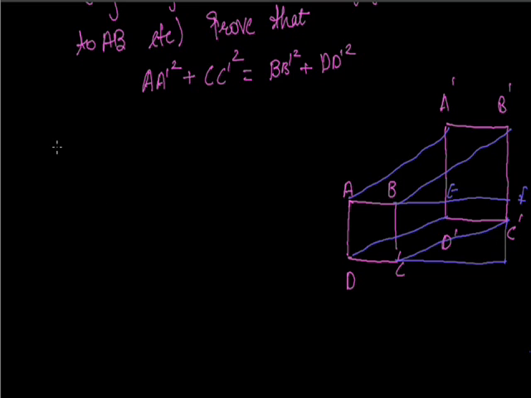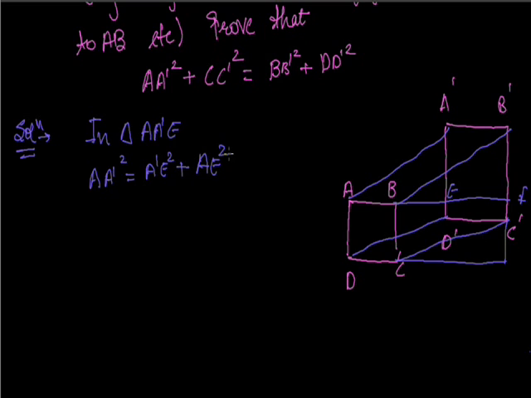Okay, now let's move to the solution. And this is what we have to prove, A' square. So first of all we are taking the triangle A'E'E. What will we write, A' square will be equal to E'E square plus AE square by Pythagoras. Give it the equation 1.